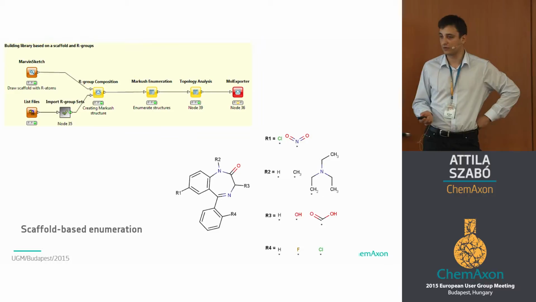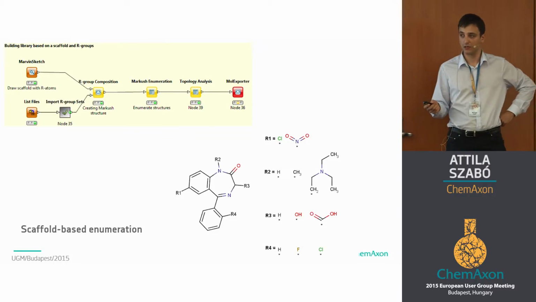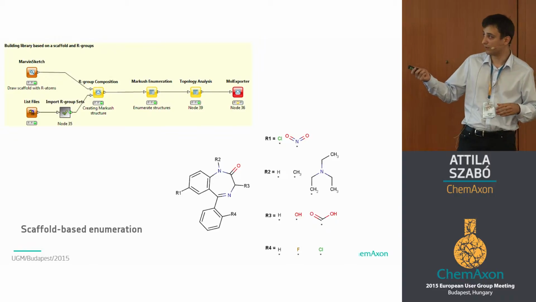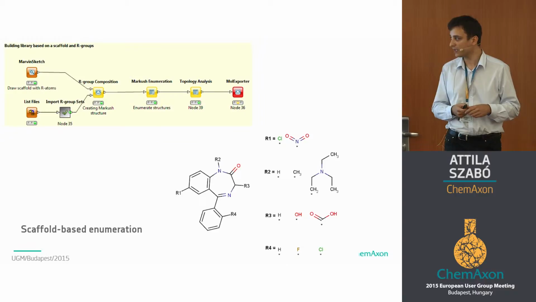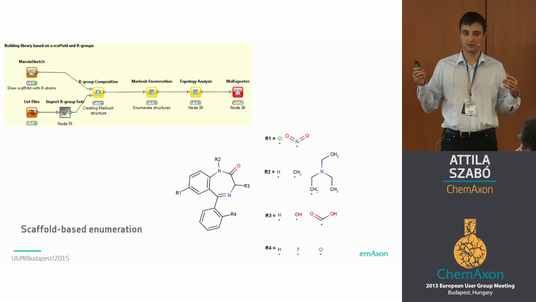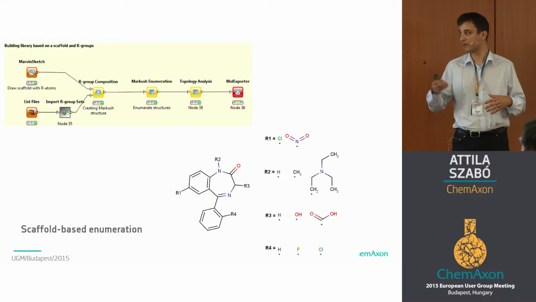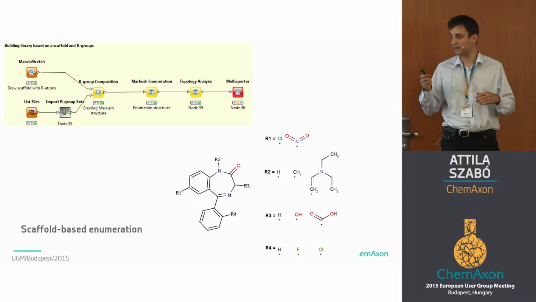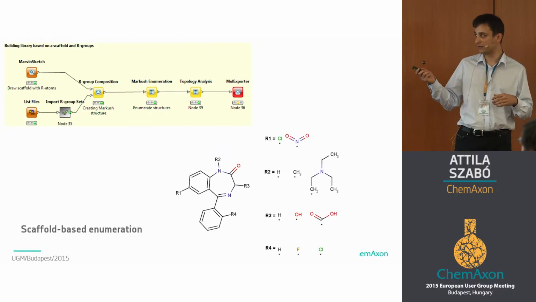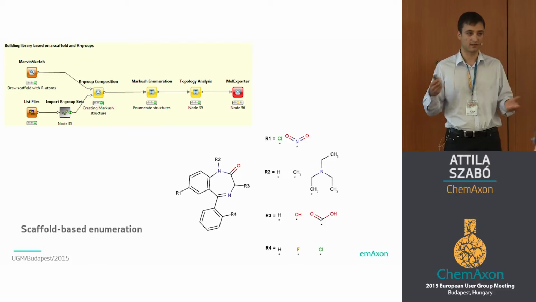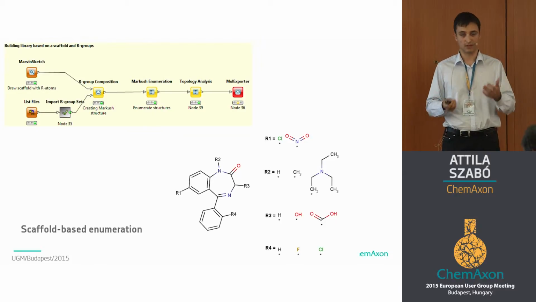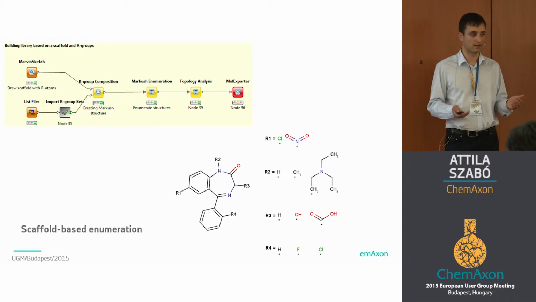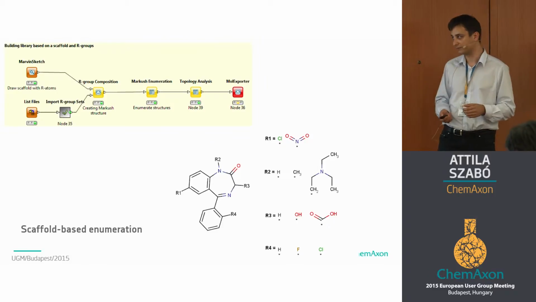Another approach is where you have a scaffold as a core structure that could be drawn using Marvin Sketch. And then you put R groups or decorations onto this scaffold. And the way you can do this is using R-group decomposition, which is basically creating a Markush structure. And once you have the Markush structure, you can use Markush enumeration and get your enumerated library.